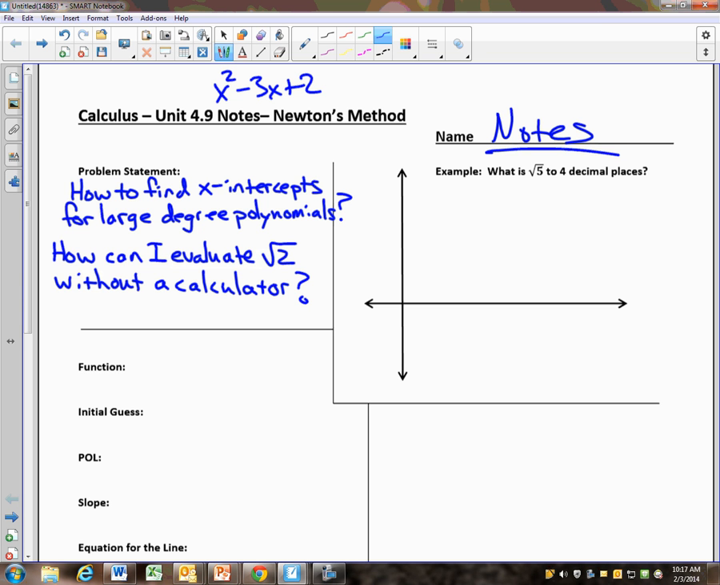But what about other situations? For example, did you ever think about this? If somebody asked you to tell them what the square root of 2 was to 5 decimal places, accurate to 5 decimal places, and you couldn't use a calculator, how would you do it?